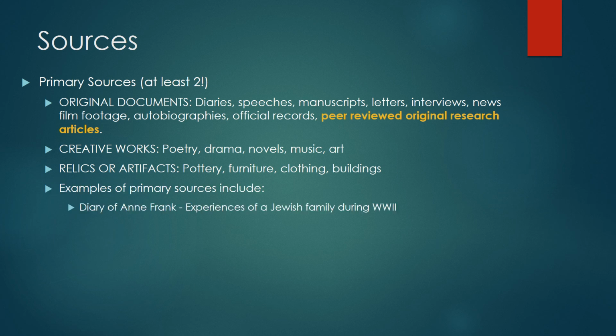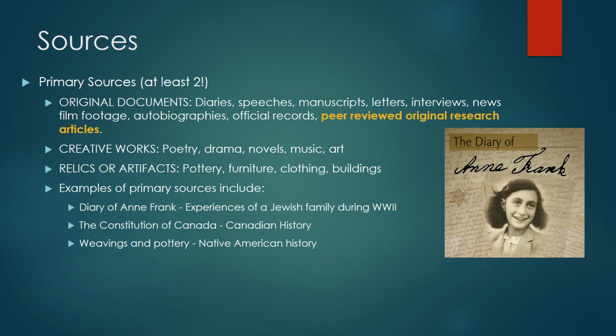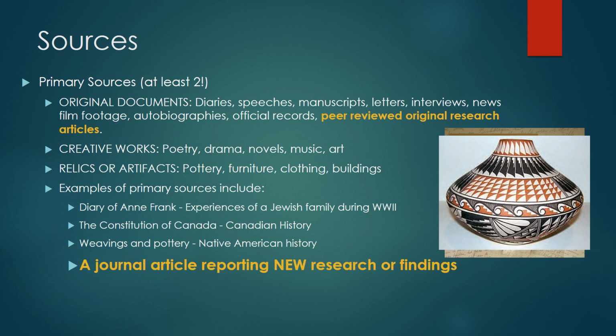So examples would include the Diary of Anne Frank. It's her experience, right? Hopefully everyone has read that sometime in their life. The Constitution of Canada would be a primary document. Weavings and pottery from like a Native American history, that is a primary source. Someone made that. It is original work. And again, for the purpose of this class, what we're probably talking about as an original source is a journal article reporting new research or findings.